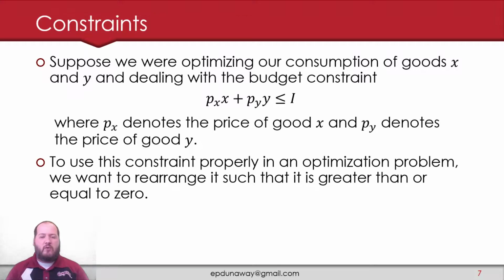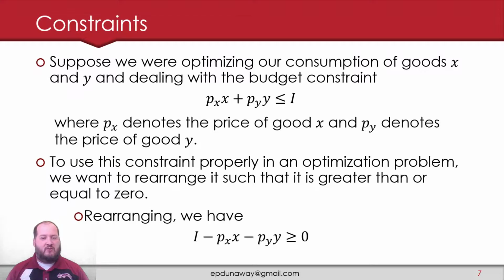If we're going to use this constraint in our problem, we actually need to rearrange it. And again, we don't know if this constraint's going to bind. It's going to depend on the structure of the utility function and how restrictive the constraint is. So in order to figure that out, we rearrange this constraint. We do a little bit of algebra to it, and we set it so that it is greater than or equal to 0. I can achieve that by subtracting pxx and pyy from both sides, and I get this constraint right here: I minus pxx minus pyy is greater than or equal to 0. And that's the form that we want our constraint to be in.